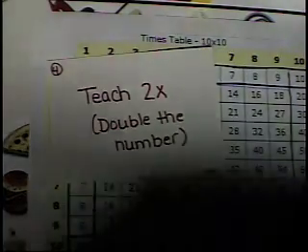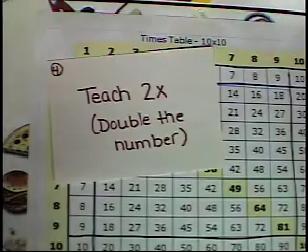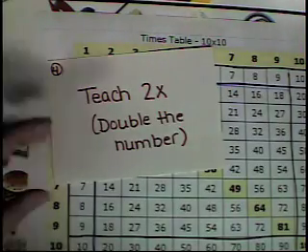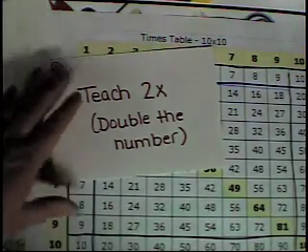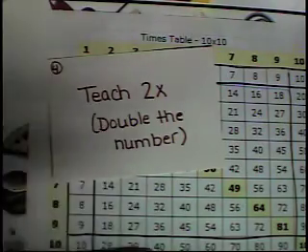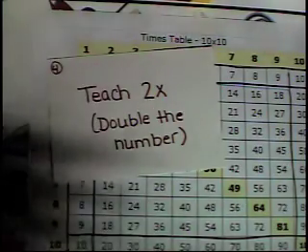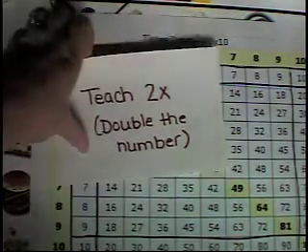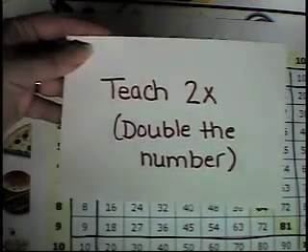Next thing, they say break that times table down to teaching the times 2s, because we can count by 2s very easily, and it's also easy for us to understand doubling something. Just double the number. Kids know their doubles: 6 plus 6 is 12, 7 plus 7 is 14. Doubles are real easy for us to grasp and understand.